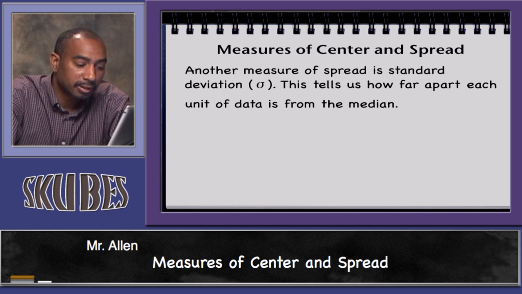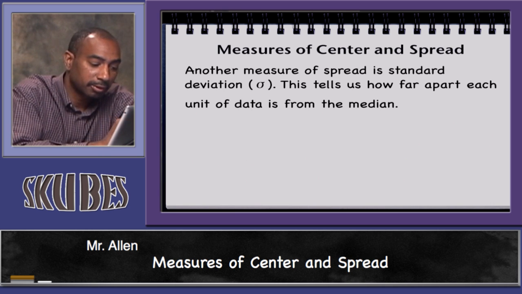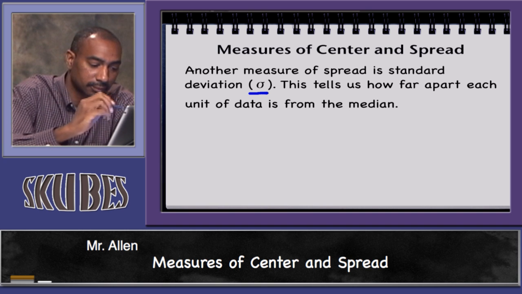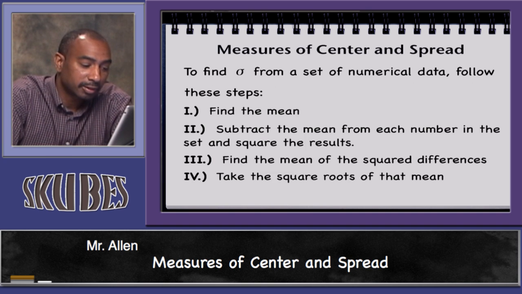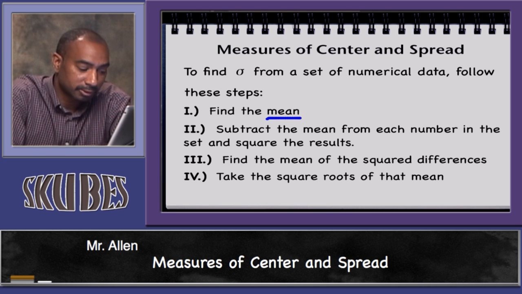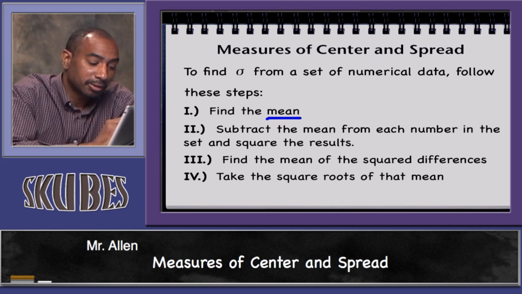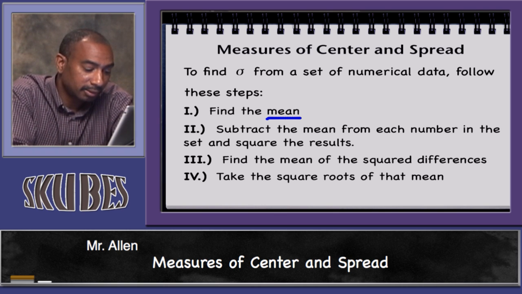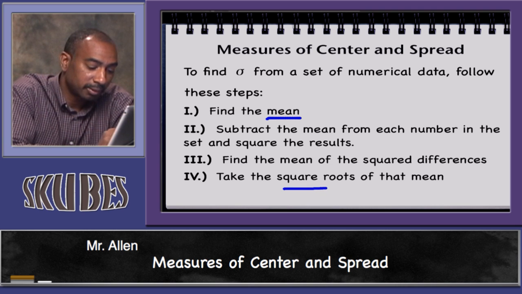All right, another measure of spread is standard deviation, denoted by this symbol here. This tells us how far apart each unit of data is from the median. To find the standard deviation from a set of numerical data, follow these steps. First, you get the mean from the set of numbers. Once you get that mean, you're going to subtract that mean from each number in the set and square the results. And then third, we're going to find the mean of the squared differences. And then at the end, you just take the square root of that mean.